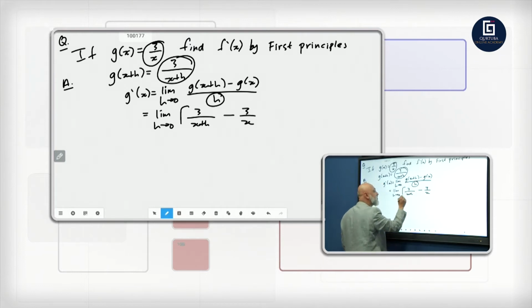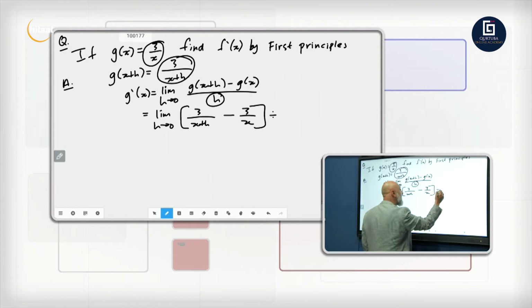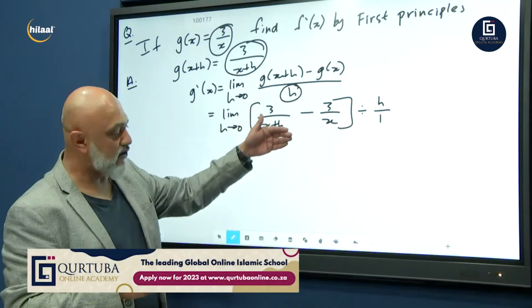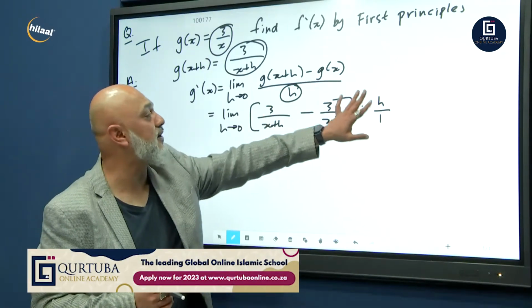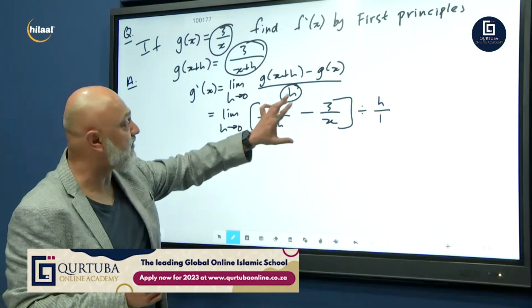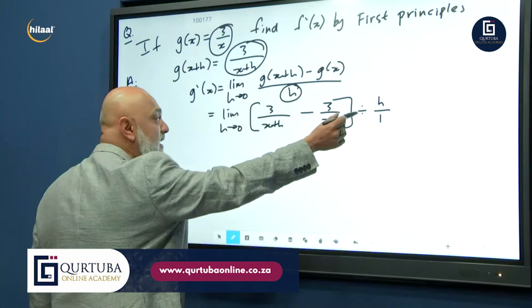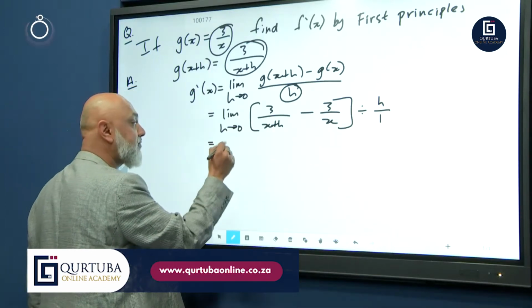divided by h. Watch what I do. Divided by h over 1. Why did I move it from here to the side? Because I don't want to work with a fraction over a fraction. It's easier to work with it like this than to work with a fraction over a fraction. It becomes too complex.